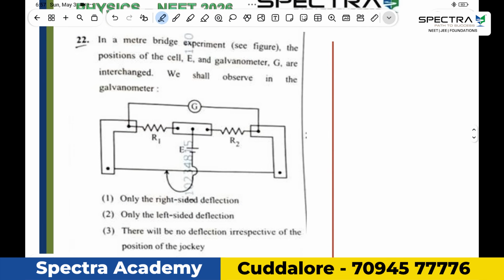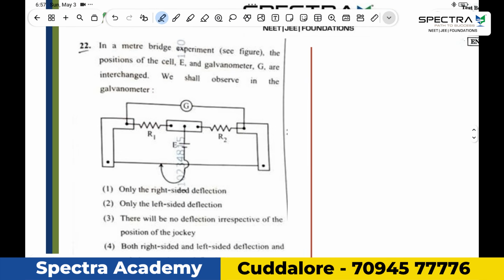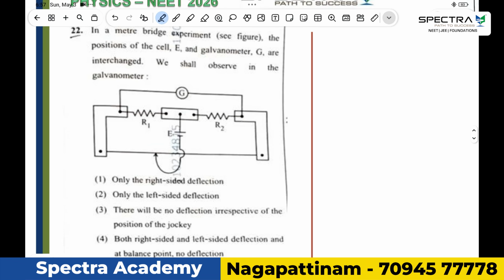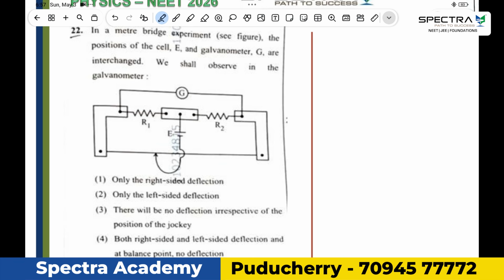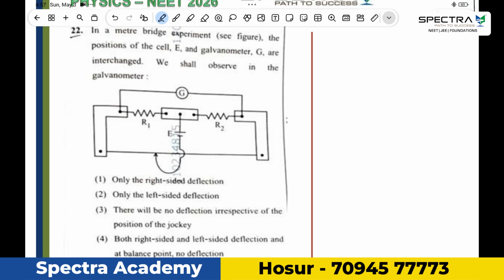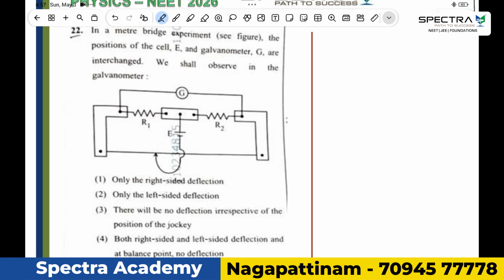Now coming to question number 22. In a meter bridge experiment, the position of cell E and galvanometer G are interchanged. We shall observe in the galvanometer. You generally have learned the point that in a balanced galvanometer, if you interchange the position of cell and galvanometer, then there is no change in the balancing point or balancing condition. Correct. So now here the options are a bit more in depth. We can go through the options.